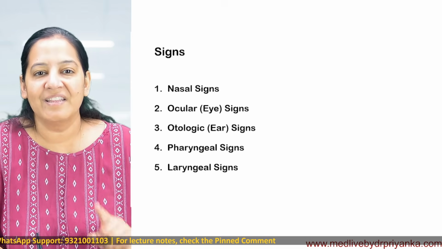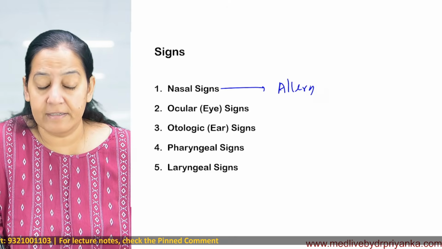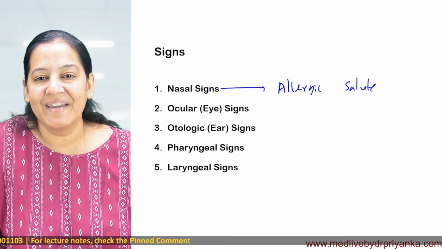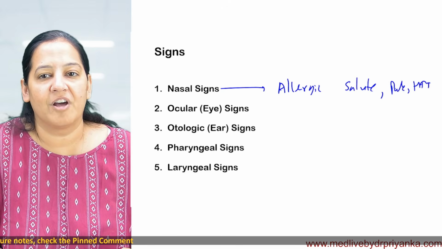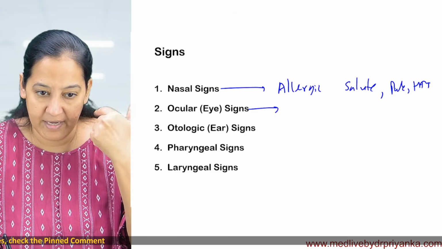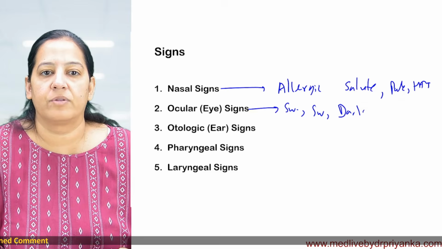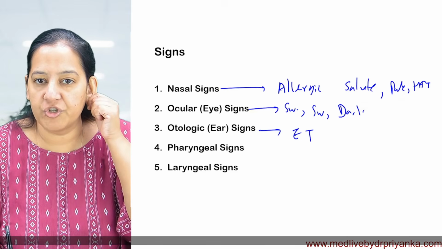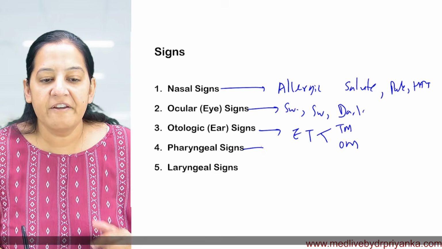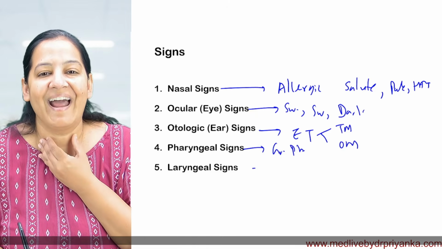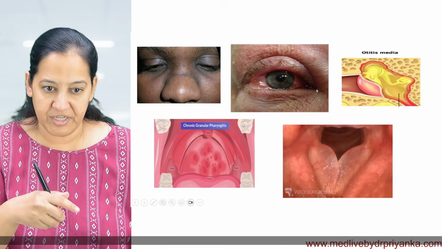Can we revise it? In the nose, there is allergic salute. Never forget allergic salute. Nasal mucosa is pale, and the turbinates are hypertrophied. The eye is swollen, the conjunctiva is swollen, there are dark circles around the eye. In the ear, there may be blockage of eustachian tube. That will lead to retracted tympanic membrane and otitis media. In the pharynx, there may be granular pharyngitis. And in the larynx, there may be hoarseness of voice because of edema of the vocal cord. You can appreciate the 5 signs.